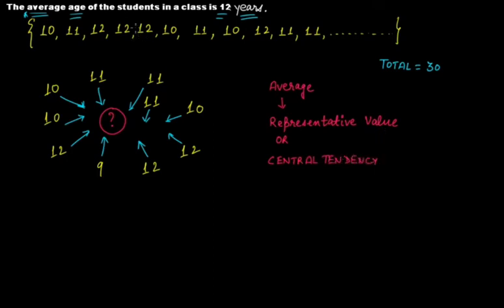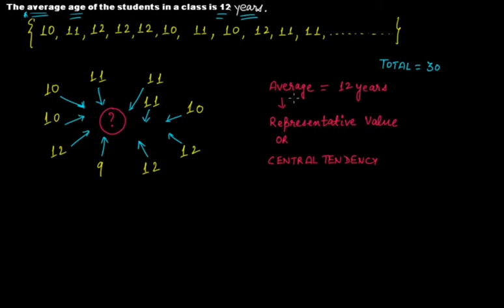In this case, despite the fact that all the students are not the same age, some are 10 years, some are 11 years, then 12 years, and so on, if we want to represent a value, and that in this case is 12 years, it will give you an idea that in this particular class, the ages of all the students revolve around 12 years. That is, most of the students are roughly of age 12 years. That is what a representative value is.